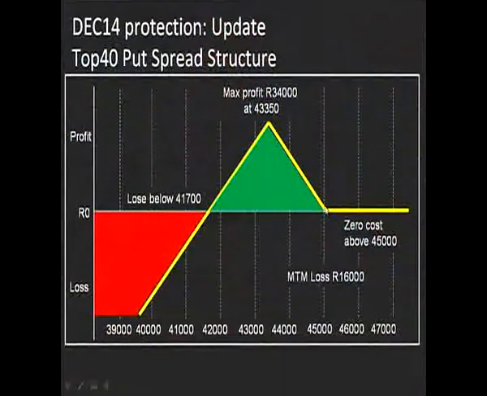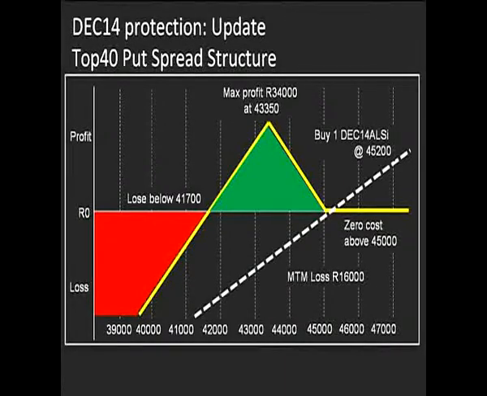So here's our put spread structure. Just to remind you, anything above 45,000, the structure costs us nothing. Below 45,000, it makes money. It makes its maximum profit at 43,350, and then it starts to give that profit back if the market were to fall lower than that. Now, what I did a while ago, which was not such a good idea in retrospect, but nonetheless, we can't change things, I went long one Top 40 future at 45,200, and the payoff of that one future is illustrated by the dotted line over there on the graph.